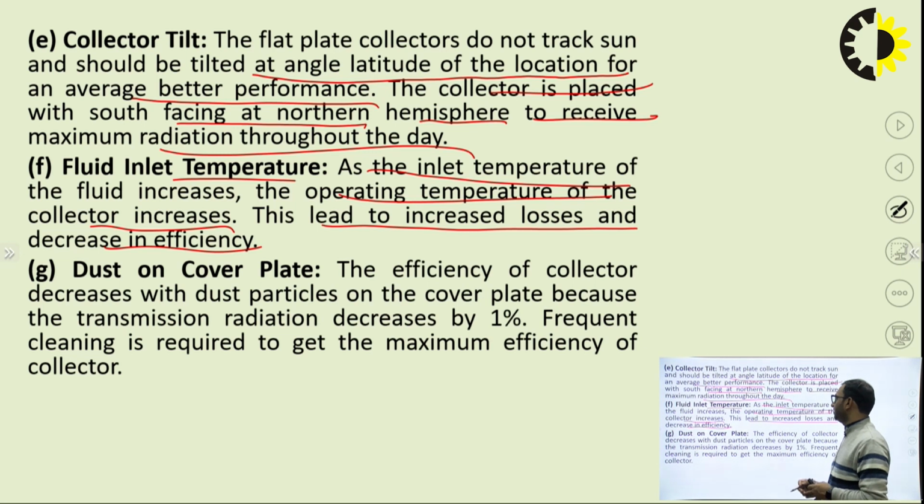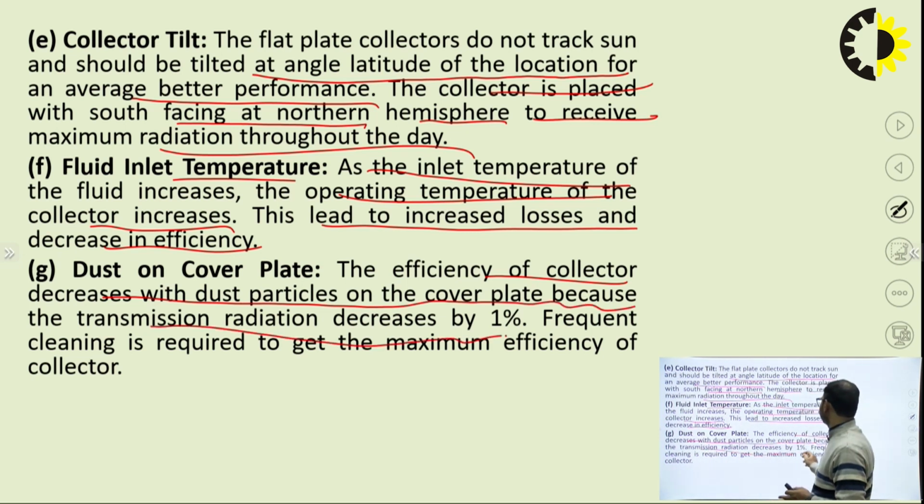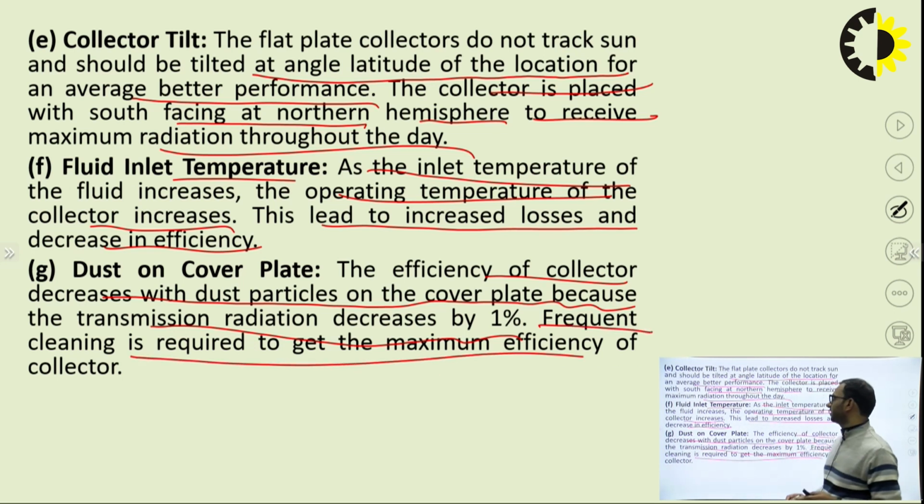Then, next one is dust on cover plate. The efficiency of the collector decreases with dust particles on the cover plate because the transmission of radiation decreases by 1%. Frequent cleaning is required to get the maximum efficiency of the collector. So, these are some parameters which affect the efficiency of flat plate collectors.